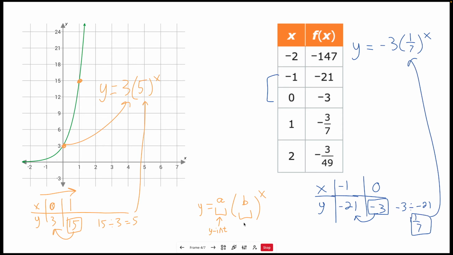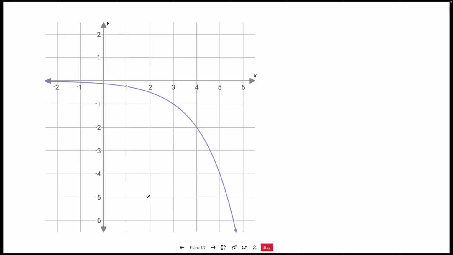Okay, so b is the growth or decay rate. Growth or decay rate. Now for this problem, you'll notice that they do not give you the y-intercept. When they don't give you the y-intercept, you have to do a slightly different process. So let's set up our table like we did before. Let's calculate the growth rate here. Let's calculate b. So we're calculating b.